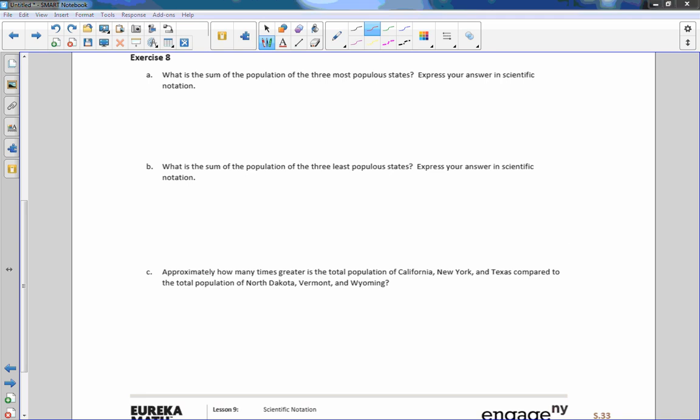Okay, now it says, what is the sum of the population of the 3 most populous states? Express your answer in scientific notation. All right. Sum of the population, so we're adding. We're adding sum of the population, 3 most populous states.